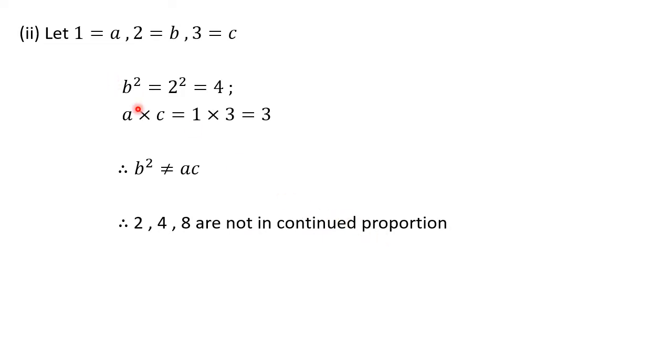Okay, exactly similar method, only you have to change the statements accordingly. If they are equal, write down B square is equal to AC and the numbers are in continued proportion. If they are not equal, write down B square is not equal to AC and therefore the numbers are not in continued proportion. So by using the same method, you solve the remaining two sums. Okay, now let's go ahead.